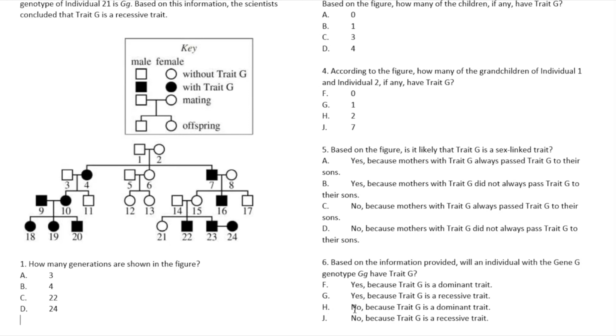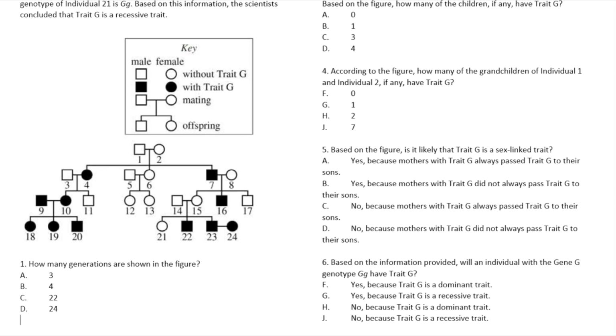So it's either H or J, because we know it's not yes. And is it because trait G is a dominant or trait G is a recessive trait? You may remember this, but let's look up here at the top. They concluded that trait G is a recessive trait. So here the correct answer is J.